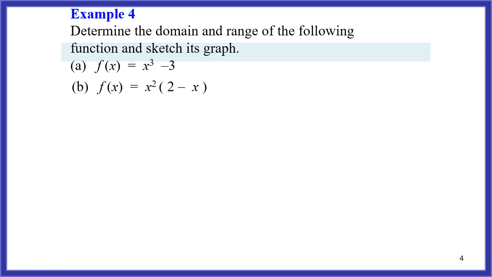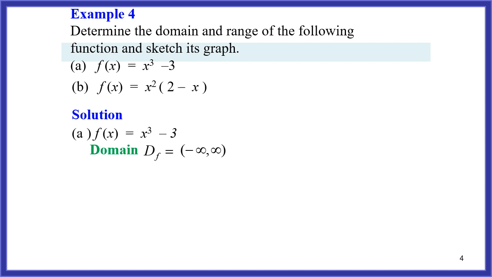So let's do an example. Determine the domain and range of the following functions and sketch their graphs. So now we want to determine the domain and range for each of the functions. So for function A, f(x) equal to x cubed minus 3. So the domain is always from negative infinity to infinity. The range is also from negative infinity to infinity. So it will be the same as for the linear function. So if you notice, the cubic function has the same domain and range as the linear function.